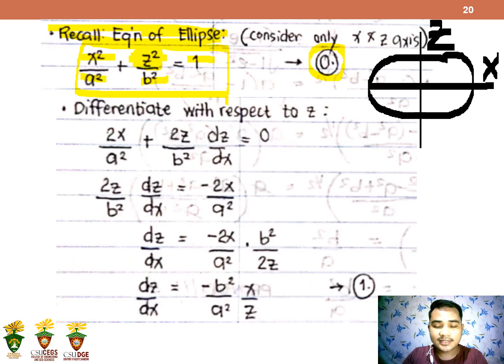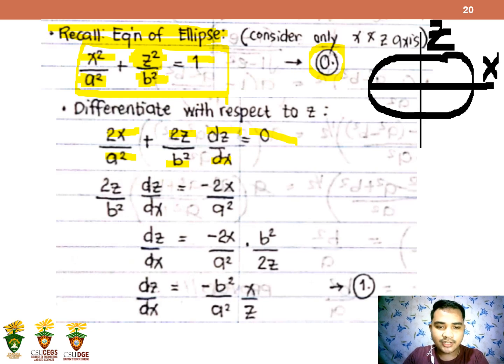So again class, the important thing we need to understand is that a and b are constants. Their values are constant. Therefore, when differentiating, we treat a and b as constants. So differentiating the equation, it becomes 2x over a squared plus 2z over b squared dz over dx is equal to 0.